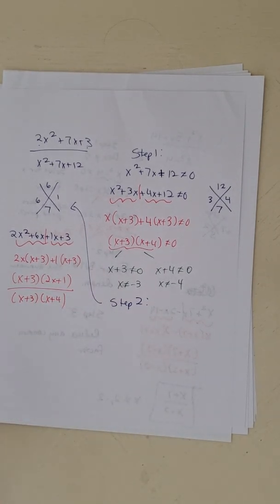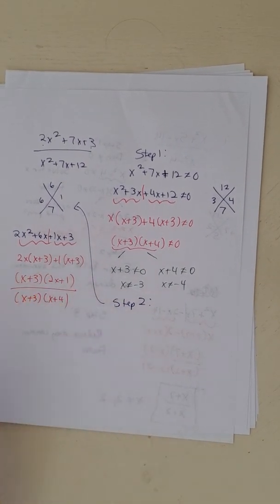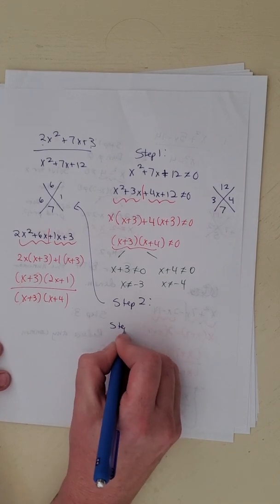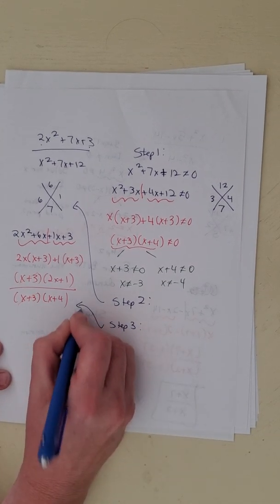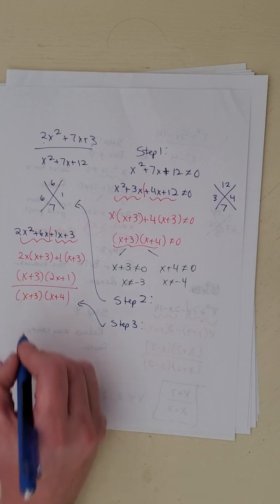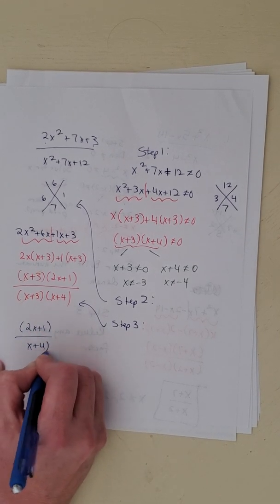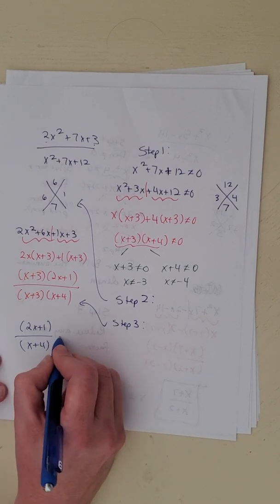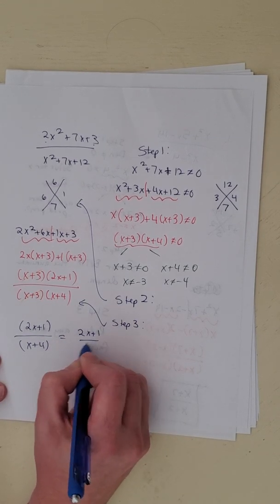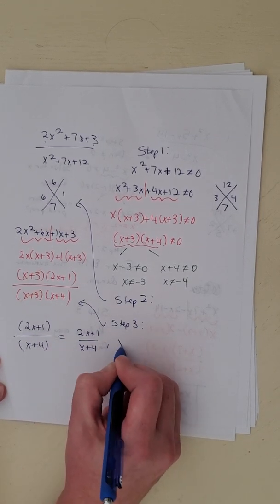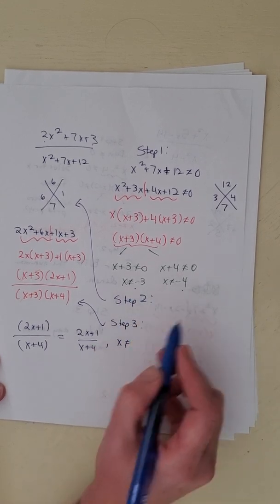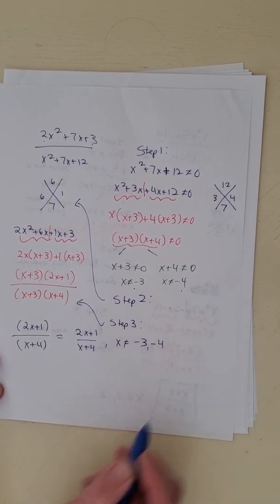Now, if there are any common factors, I'll reduce those out. So step 3 is right here. I am reducing out any common factors. So I have 2x plus 1 over x plus 4. No need for parentheses. I can actually drop those. So 2x plus 1 over x plus 4. And remember, x cannot equal -3 or -4.